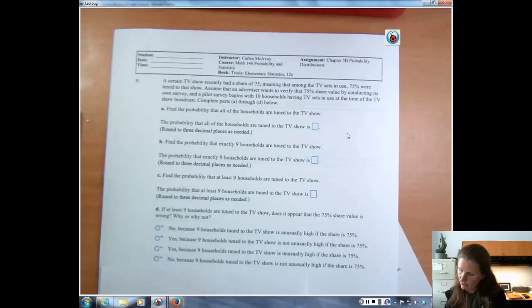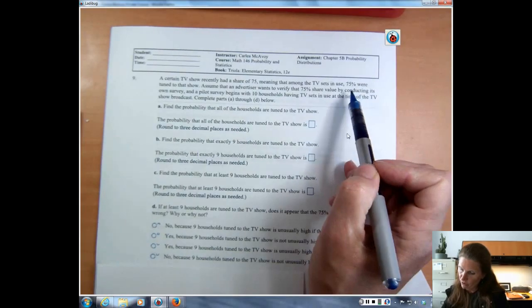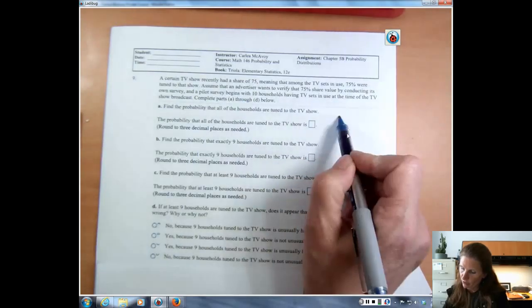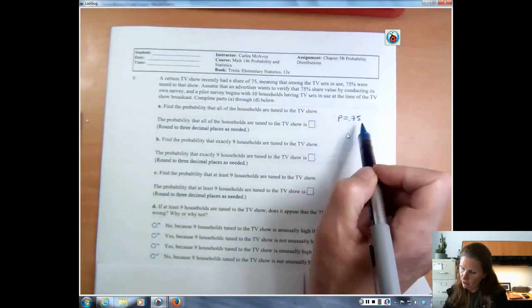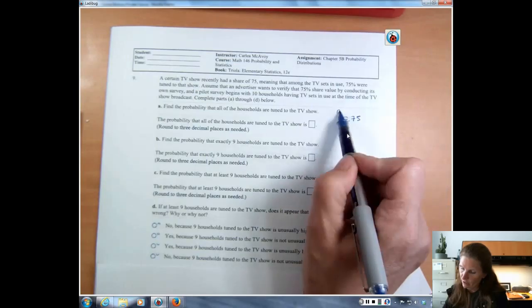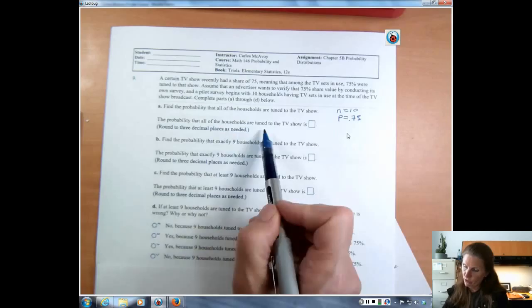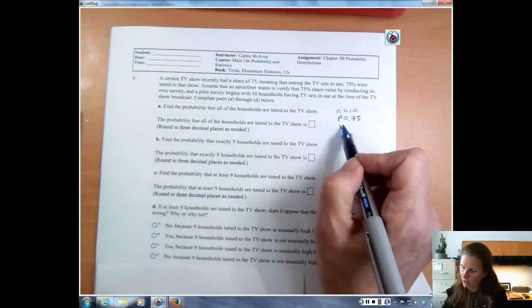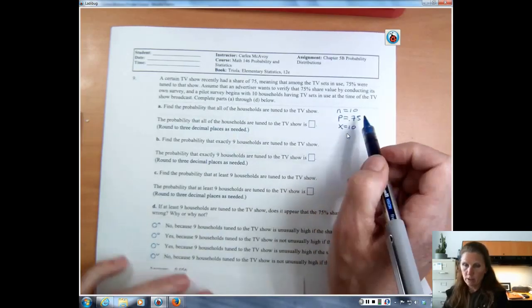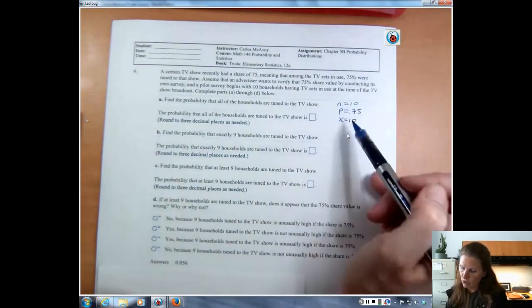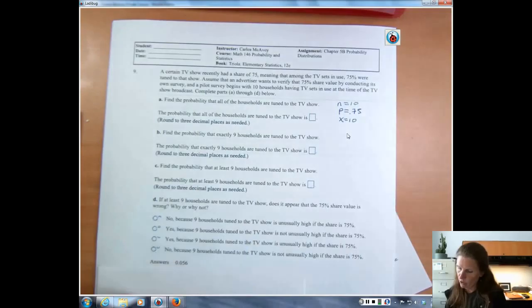This is the exact same thing. 75% tuned into that show. Assume that an advertiser wants to verify their 75% share by conducting its own survey. They're looking at 10 households, and they want to know the probability that all the households are tuned in. So we want to look at that. There's the answer, 0.056. We're only expecting 3/4, so a pretty low percentage of the time we'd get everybody watching.